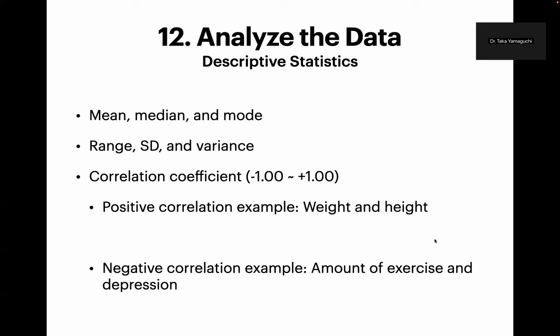Descriptive statistics. This type of statistics is used to describe a data set by organizing and summarizing it. They include percentages, measures of central tendency, such as mean, median, mode, as well as measures of dispersion like range, standard deviation, and variance, along with correlation coefficients.